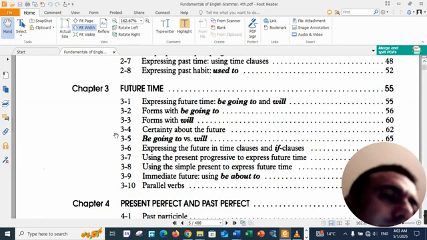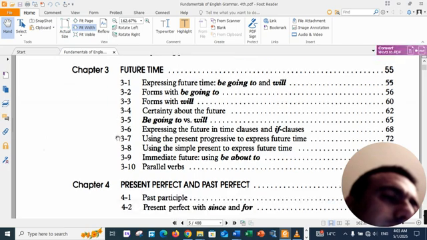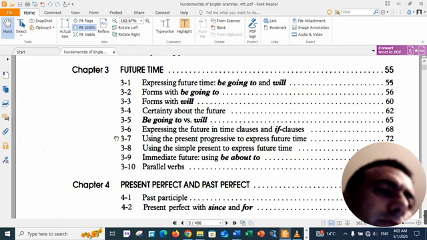3-2, forms with be going to. 3-3, forms with will. 3-4, certainty about the future. 3-5, be going to vs. will. 3-6, expressing the future in time clauses and if clauses. 3-7, using the present progressive to express future time.